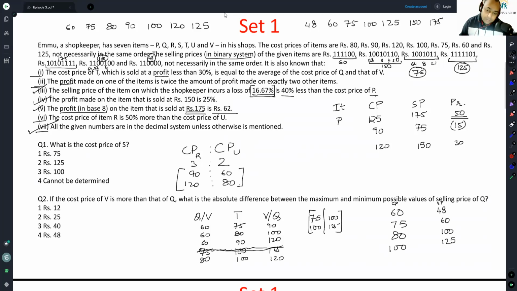100 cannot be paired up with 48. 100 cannot be paired up with 60. 100 cannot be paired up with 100. 100 can only be paired up with 125. And we go back to this case only. And now, after having checked all possible cases, we can be certain this is the only possible case. That makes sense. Let me go back and record stuff now.